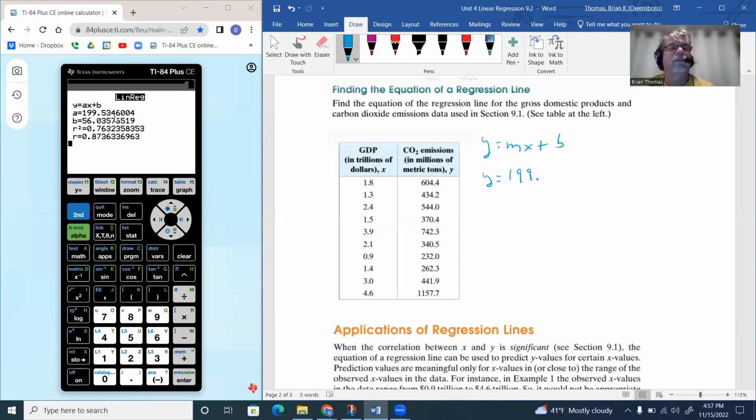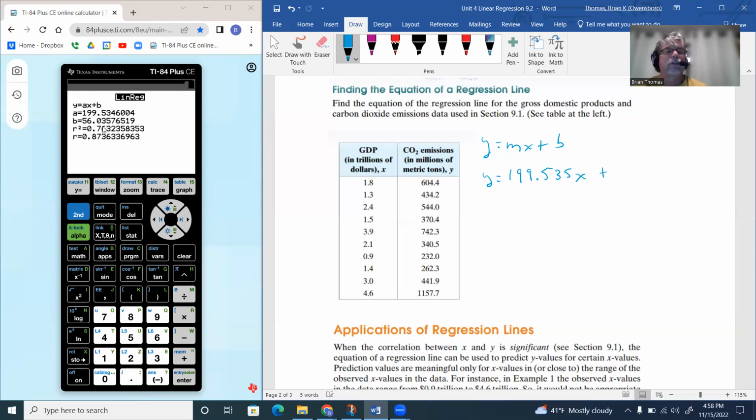So I have 5, 3, 4. So I have to decide whether to keep the 4 or round it up. Since we have a 6 after that, we know that 4 has to move on up to a 5. So that's going to be 5, 3, 5. So this is going to be 5, 3, 5, then our x, plus then our y-intercept.